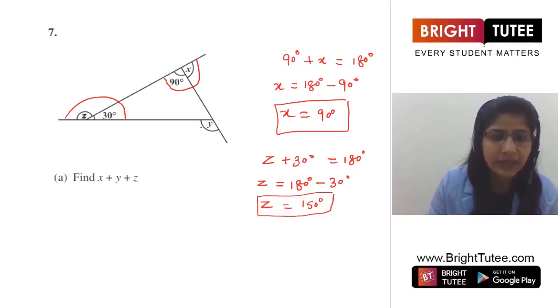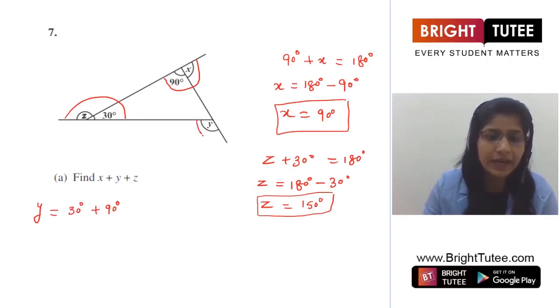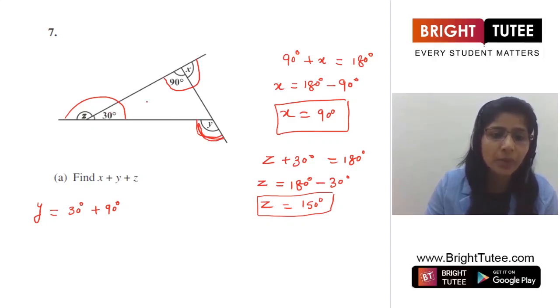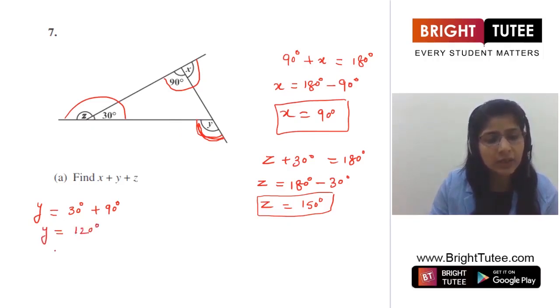Y can be calculated because y is an exterior angle to this triangle as seen. So y is equal to the sum of two interior angles, that is 30 degrees plus 90 degrees, right? Y is an exterior angle to this triangle. Exterior angle is equal to the sum of two opposite interior angles. Interior angles are 30 degrees and 90 degrees. So we get angle y as equal to 90 plus 30, which is equal to 120 degrees.